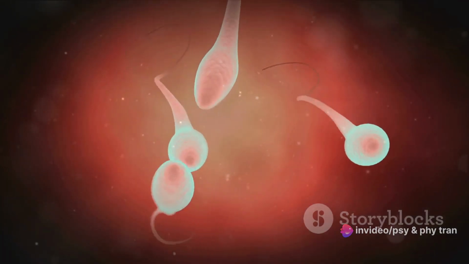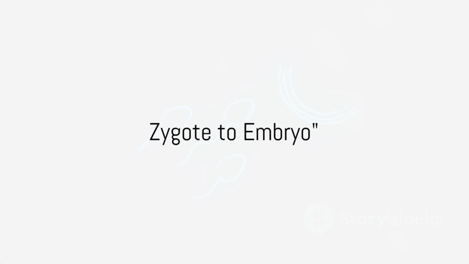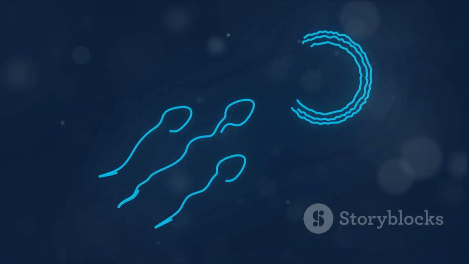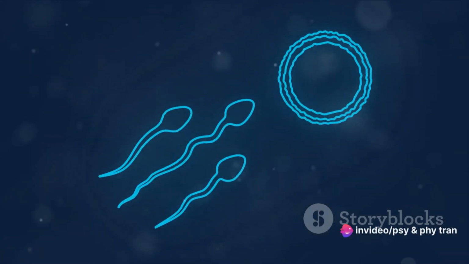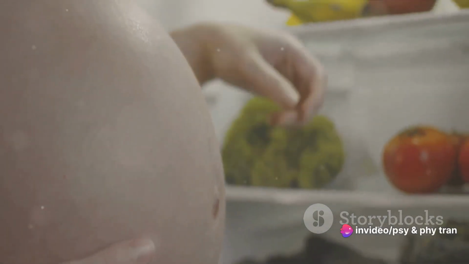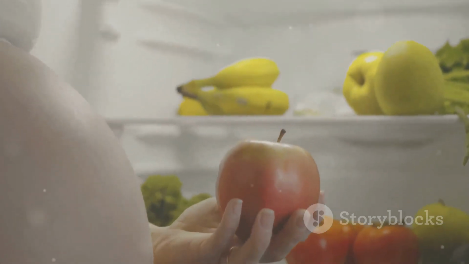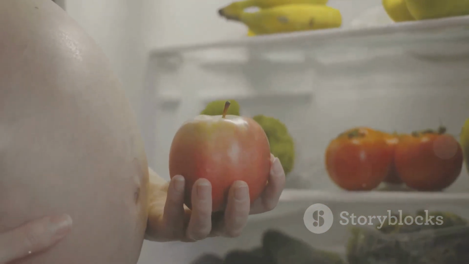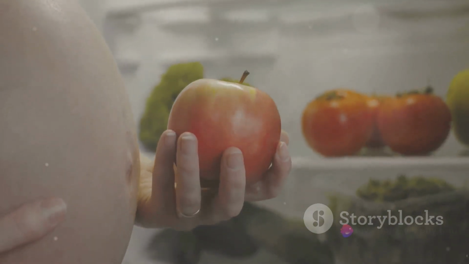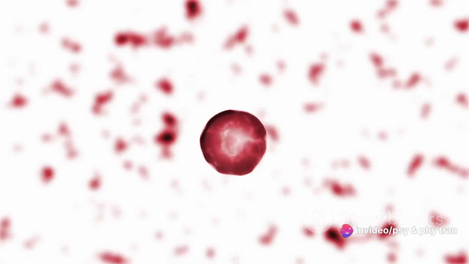First, our journey begins with a single cell, the zygote. This tiny powerhouse is the result of a beautiful dance between a sperm and an egg, each carrying half the genetic information needed to create a new life. From this union, a zygote is formed, and it's here that our story truly begins. In the initial hours after conception, the zygote starts to divide rapidly through a process known as mitosis.